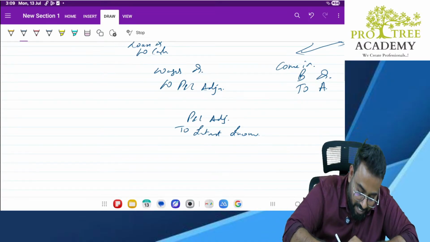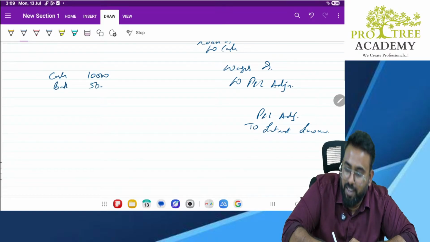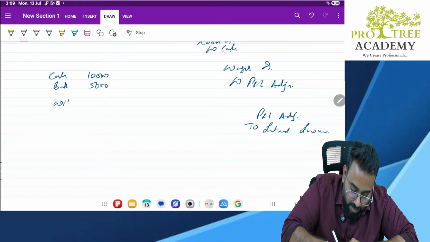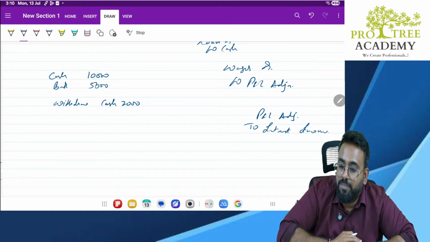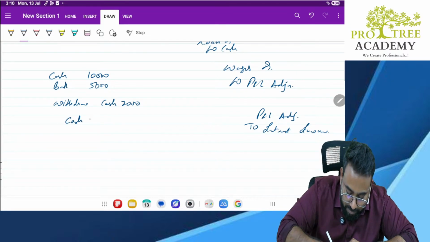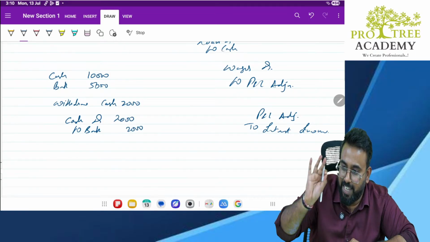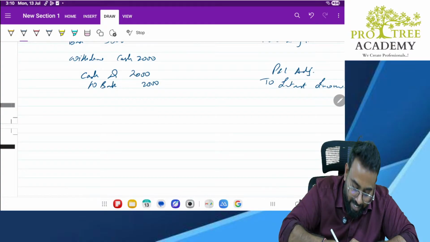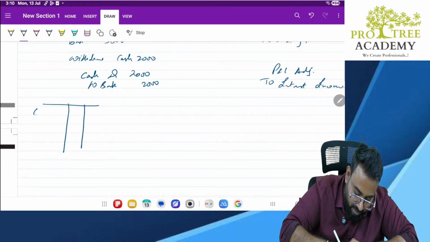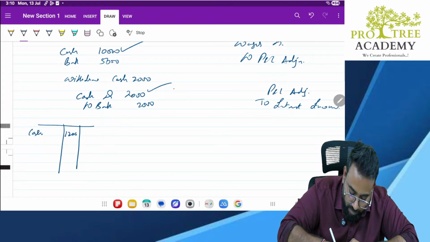See, let's start like this. Cash balance was 10,000. Bank balance was 5,000. Now I withdraw cash, say 2,000. What is the entry? Cash account debit to bank, 2,000. This is the correct entry. If you prepare the correct entry trial balance, how does it look? Cash, earlier you had 10,000, another 2,000 came. So total, bank, sorry.